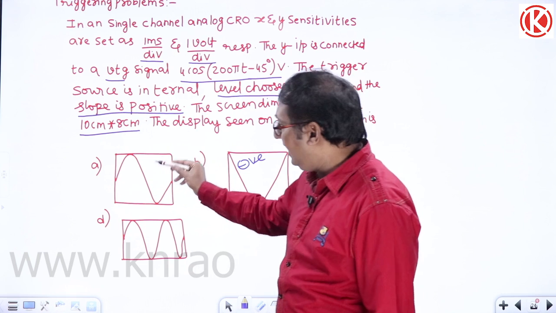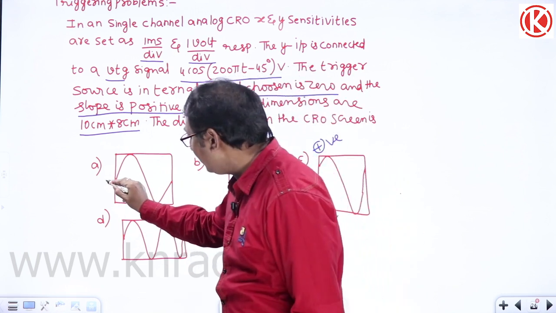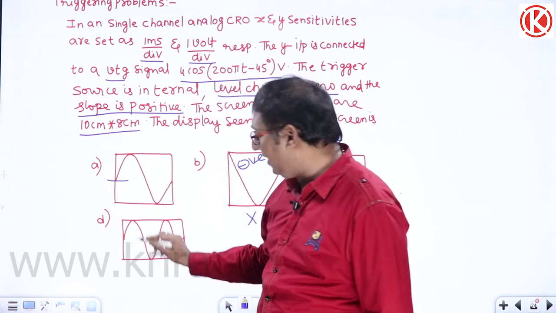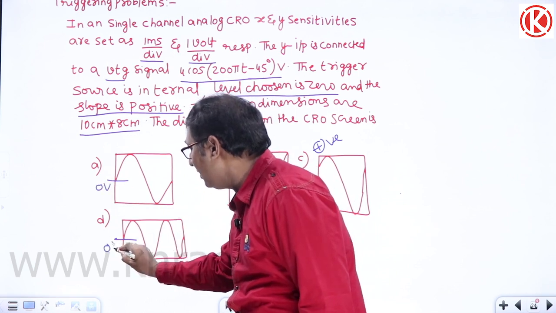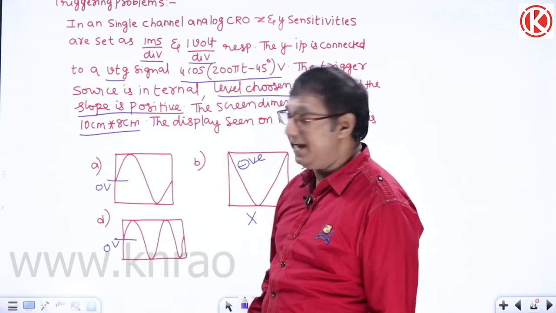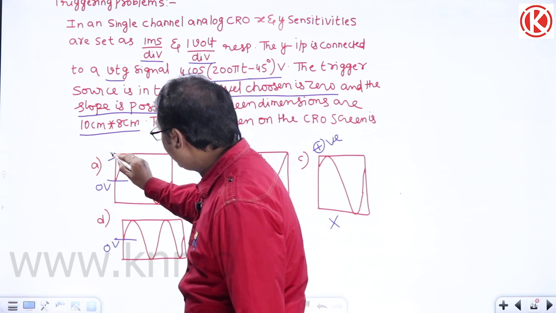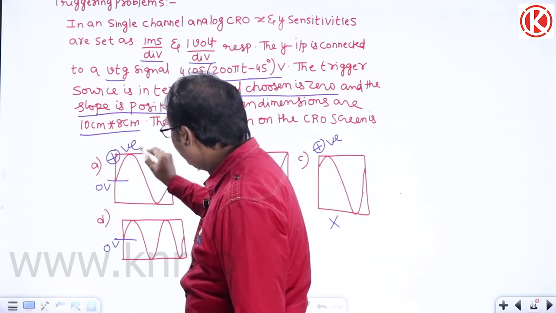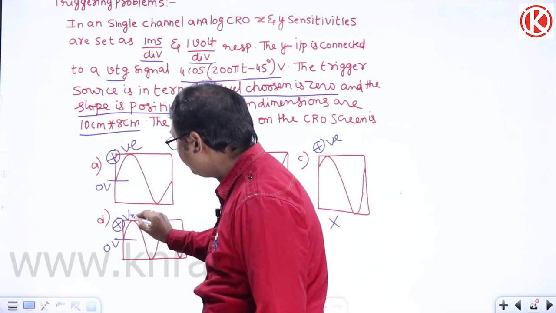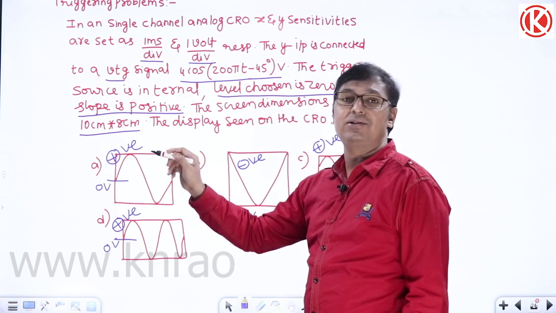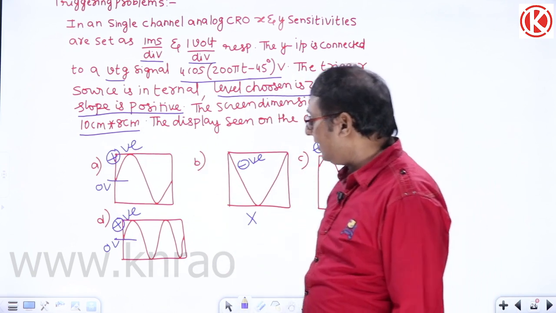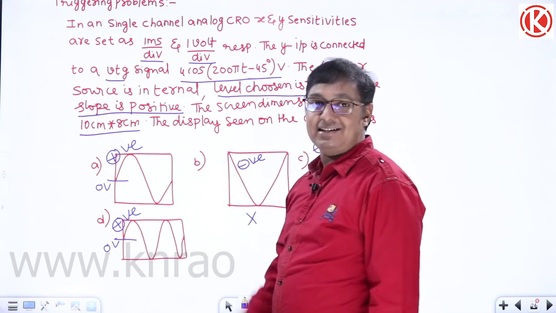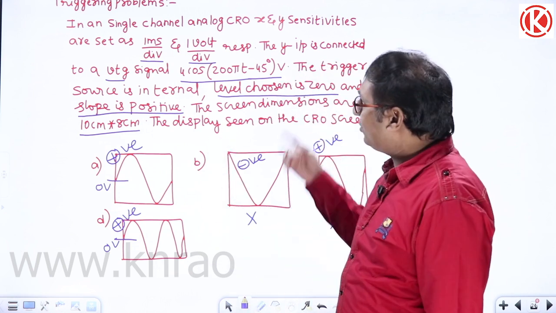If you observe A and D, they start from 0. Triggering voltage 0 volts, correct. Next, what is the triggering slope? Here also positive, here also the triggering slope is positive. Now, what options are correct? You will be thinking A and D are correct. Yes or no? Please look into the data.